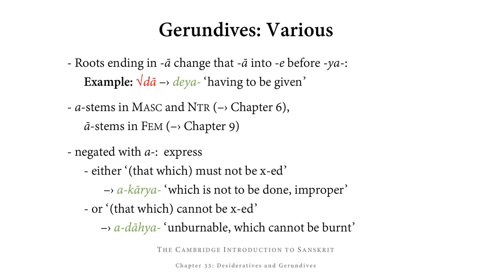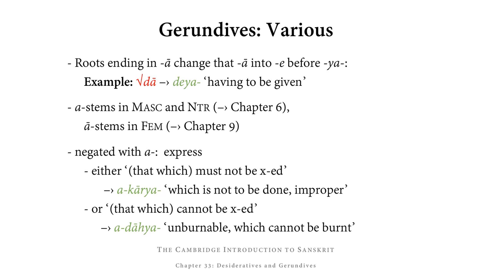A few more remarks concerning both the form and the meaning of gerundives. First of all, verbal roots that end in long a change that a into e before the gerundive suffix ya. So, for example, from da, to give, we get deya, meaning having to be given.